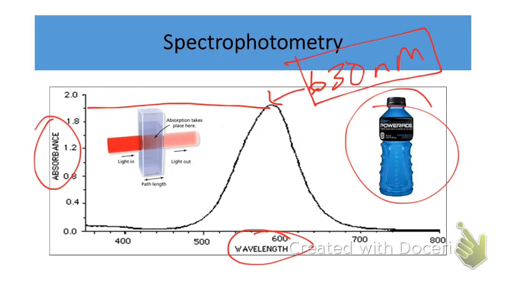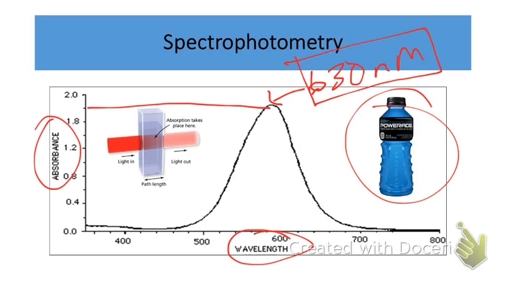Now, in most of the labs that we do, I'm going to give you this value. I'm going to give you the maximum wavelength that we need to dial in on our spectrophotometer. So for the first lab that you're going to do, you're going to use this very wavelength, 630 nanometers, because we're going to play around with blue dye number 1.